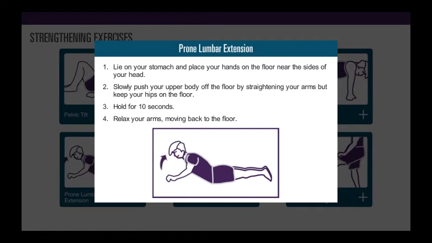Lie on your stomach and place your hands on the floor near the sides of your head. Then, slowly push your upper body off the floor by straightening your arms, but keep your hips on the floor. Hold for 10 seconds. Lastly, relax your arms, moving back to the floor.